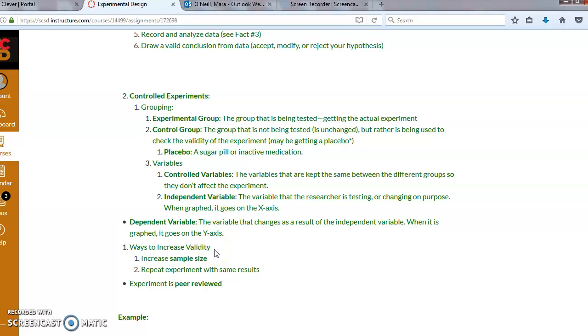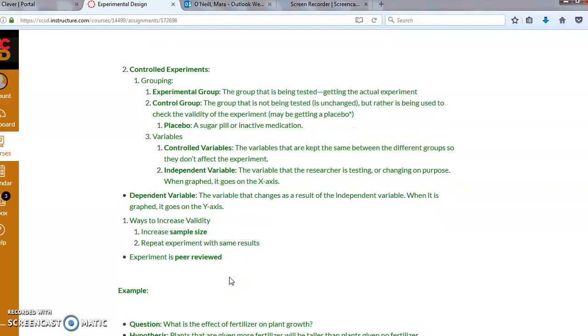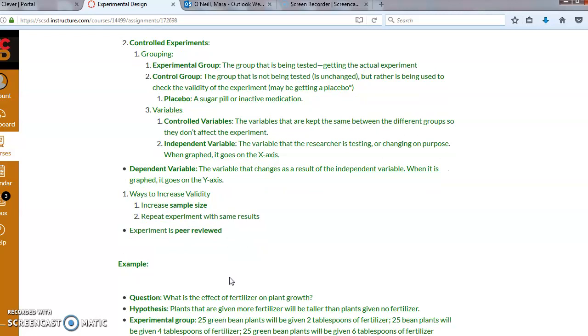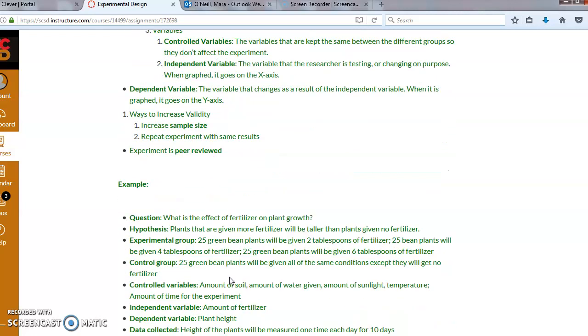Ways to increase validity: increase your sample size and repeat experiments with same results. You can also have your experiment be peer-reviewed. Have other people test it.